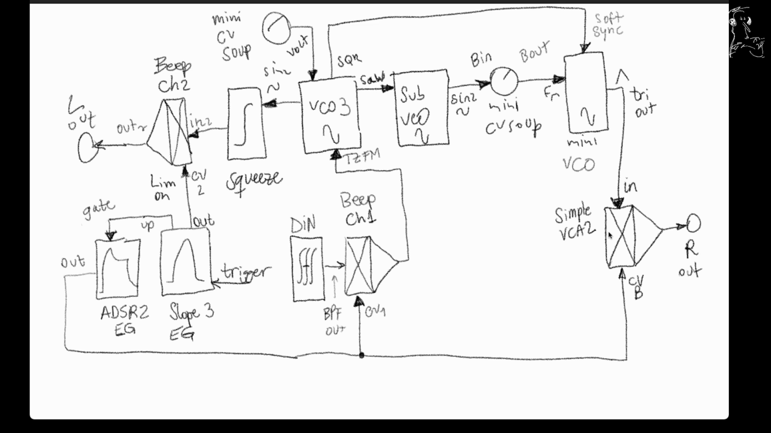voice VCA output control. The main VCA is controlled with this slope 3, which the up output triggers the second VCA, and the trigger input is connected to the PAM module. So yeah, so this is basically how everything hangs together.